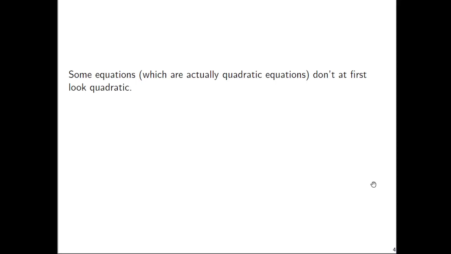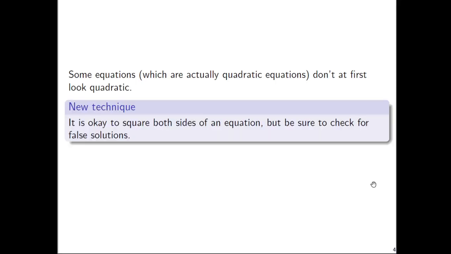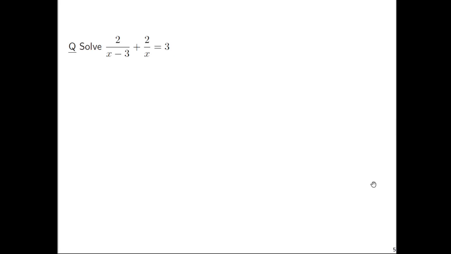We're going to take some time to look at several different kinds of equations. For example, we're going to look at some equations which don't look like quadratic equations, but they actually are quadratic equations. But first, we're going to mention a couple different types of equations. For instance, we'll take a look at a new technique a little bit later. It is okay to square both sides of an equation, but be sure to check for false solutions at the end. You'll see this occur.